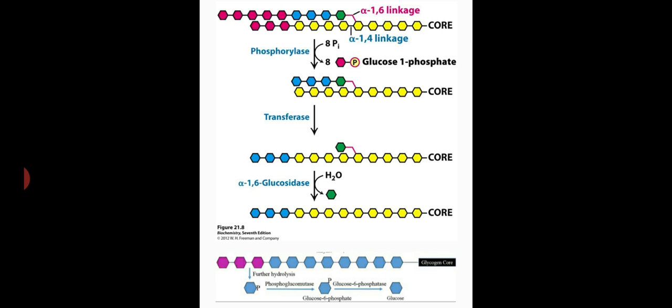Glycogen phosphorylase acts repetitively on the non-reducing end of the glycogen molecule, removing glucose residues until it reaches 4 glucose residues away from the alpha 1,6 branch point.